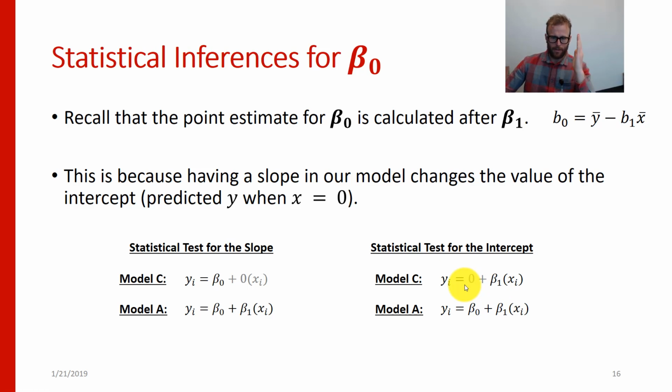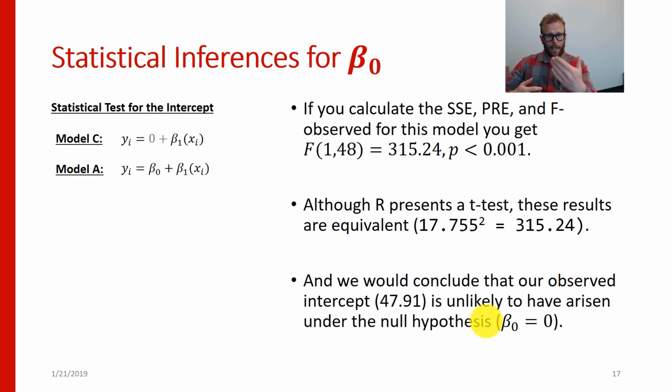So if we say, okay, there's a 0 intercept, but then there's a slope, how small is that sum of squared errors compared to the model A that we have here? And when you do that, you can calculate an SSEC and an SSEA the same way that we did before. You can then calculate a proportional reduction in error between those two models, and from that you can calculate an F observed given the same degrees of freedom.